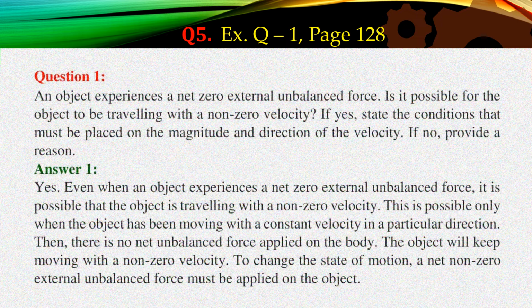So if an object is in uniform motion, definitely it will have a velocity, and that velocity will be constant, and the object will be moving in a straight path. So here the answer is yes, and the conditions for the magnitude and direction of velocity are: the magnitude remains constant, and the direction will be straight, that is, the object will be moving along a straight path with constant speed or velocity. So I hope it is clear.